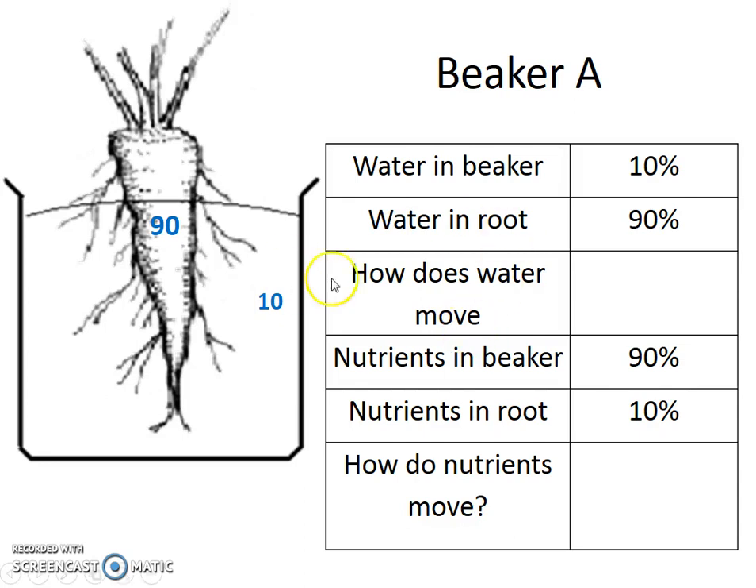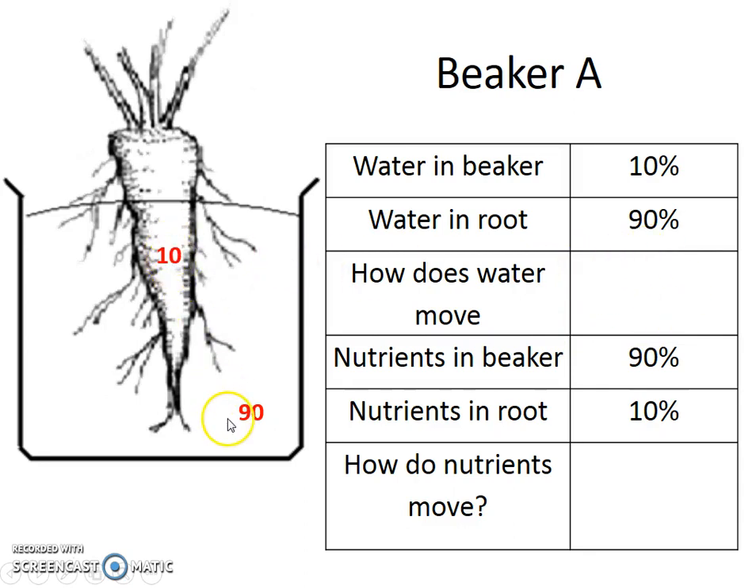So look at this. Inside a plant root, a carrot, there's 90% water. Outside, there's 10. Where's the high? Inside. Here, low, outside. So water is going to move out of the root from high to low. Water moves out. So right here in your notes, write out.